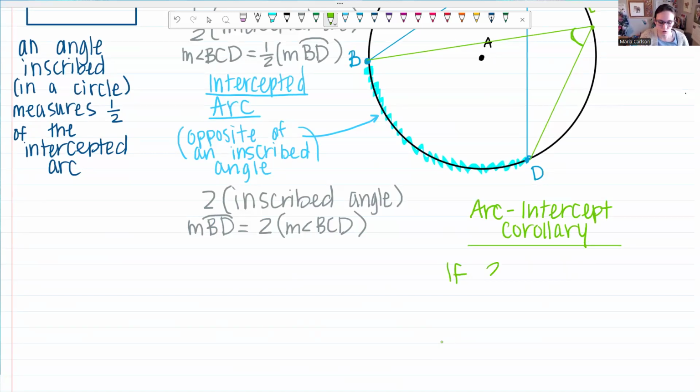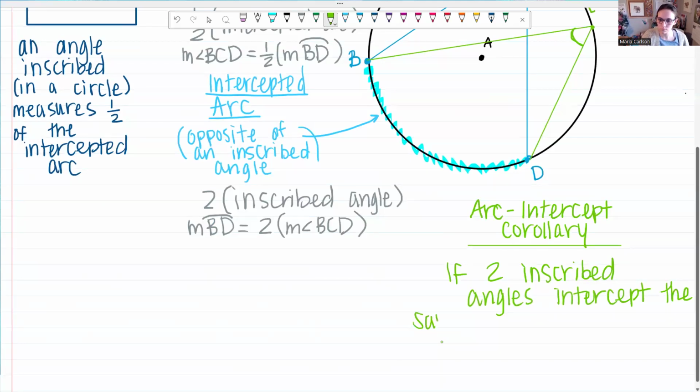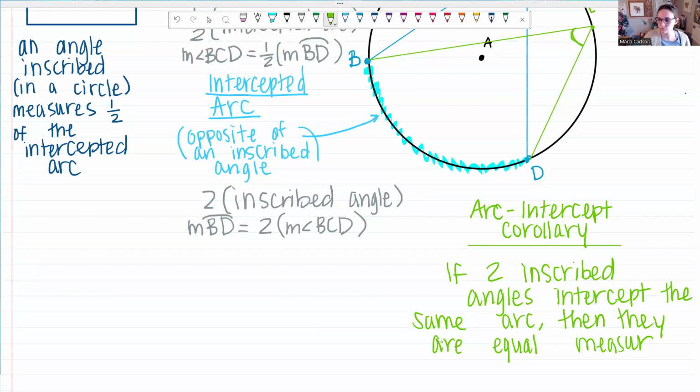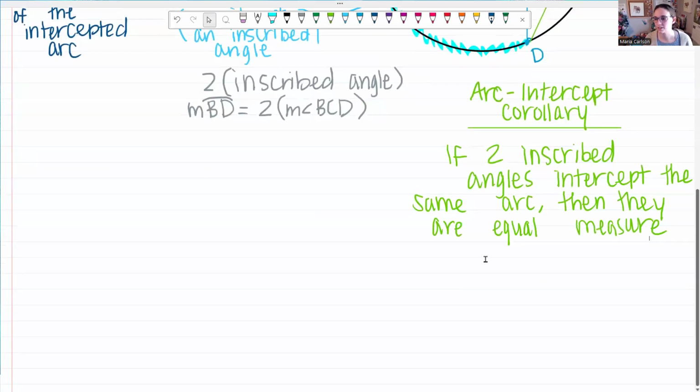If two inscribed angles intercept the same arc, then they are equal measure. I apologize for my handwriting here.